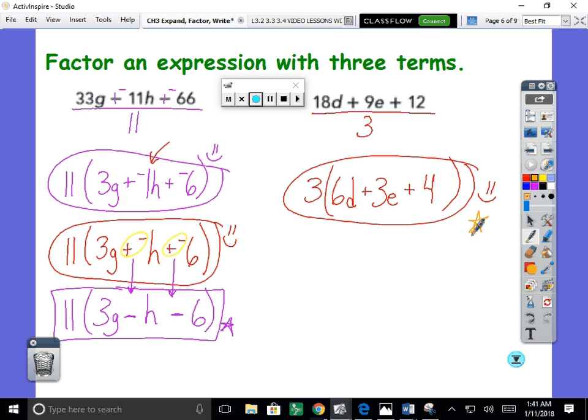This one didn't require as many steps. We didn't have as many negatives to work with, no implied coefficients like we saw in the last one. This just seems to have our final answer in place.